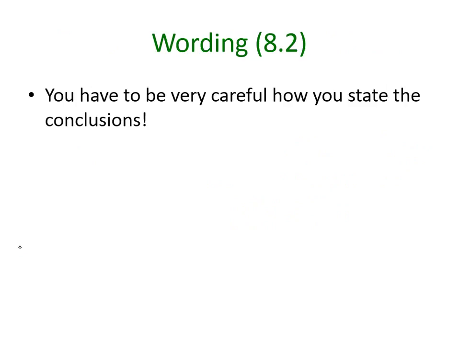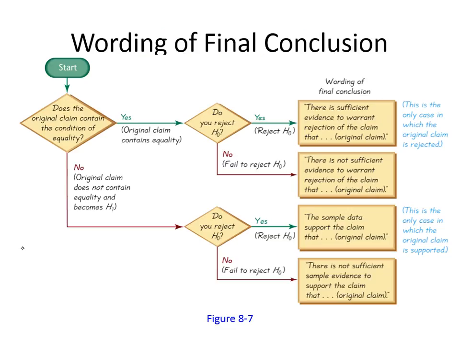Now, if we talk about the wording, we have to be very careful with how we state our conclusions. On your reference sheet is this exact diagram. So we've got calculating out your p-value. Right below that is how to word our final conclusion. Make sure when you make conclusions, you follow these words. So, first question. From the original claim, and it is the claim we are looking at, not our null hypothesis, not our alternative hypothesis, but what was the original statement claiming? Did the original claim contain equality, or did the original claim not contain equality?